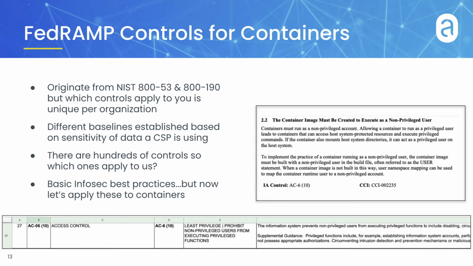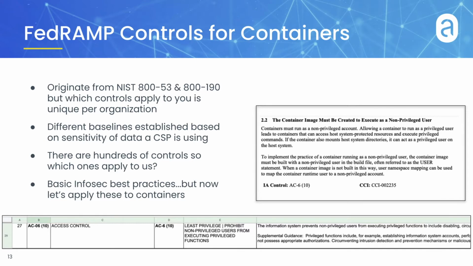What you're seeing here on the screen is a screenshot of AC610. It's basically a little snippet of what Anchor can check for, right? Making sure we're following best practice so a container image is built and created to execute as a non-privileged user. That's really what AC610 talks about. And it's also something, as you see in that screenshot to the right, that is put out by another source, which is DISA.